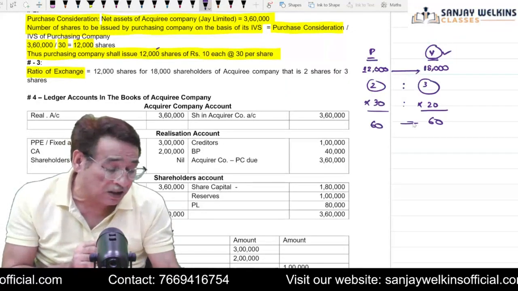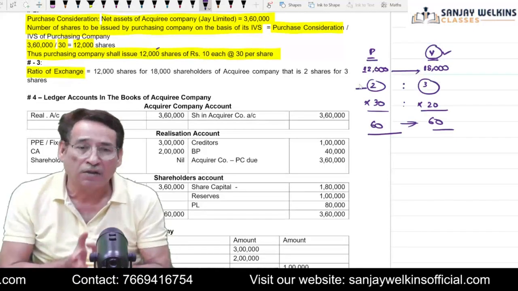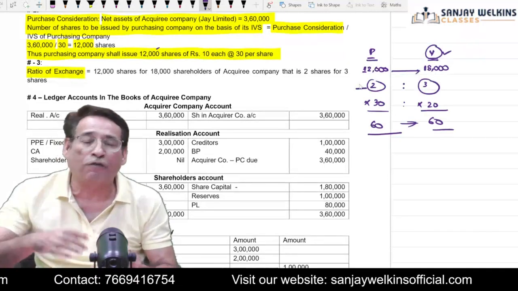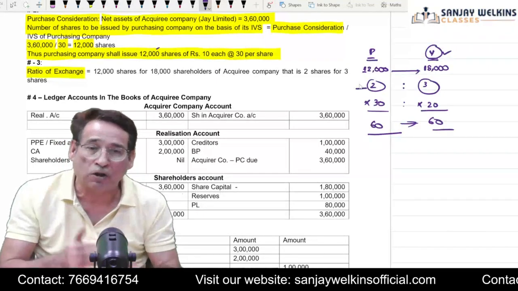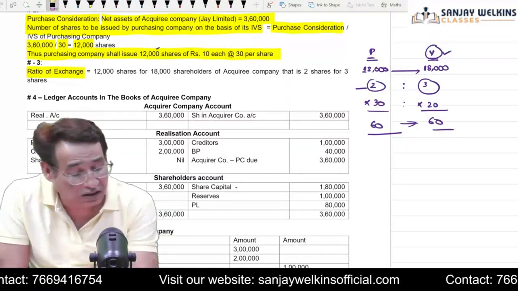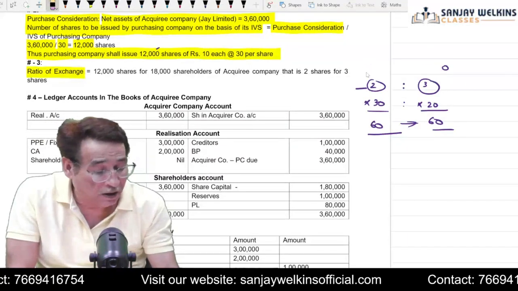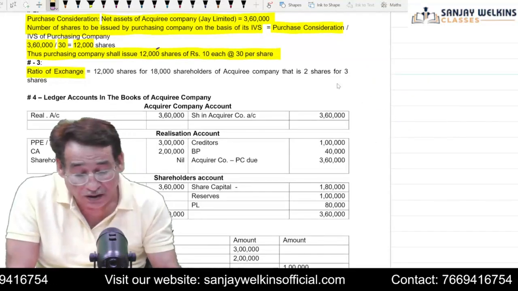So against 60, we are making a payment of 60, but we are issuing a lesser number of shares simply because the denomination of our share is higher in comparison to their share. And here denomination means intrinsic value of share. Is it clear to you or not? So this is the point which you need to understand. How the intrinsic value of share is determined, that is important.